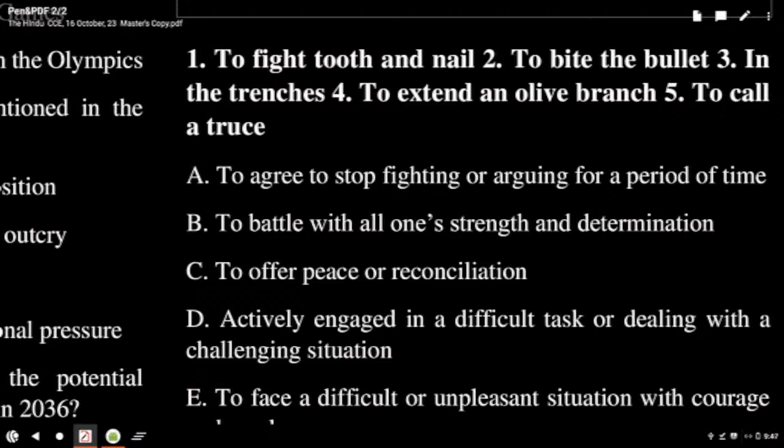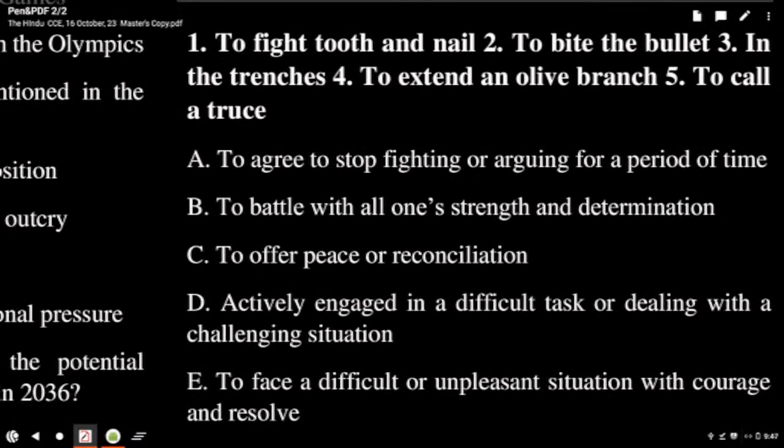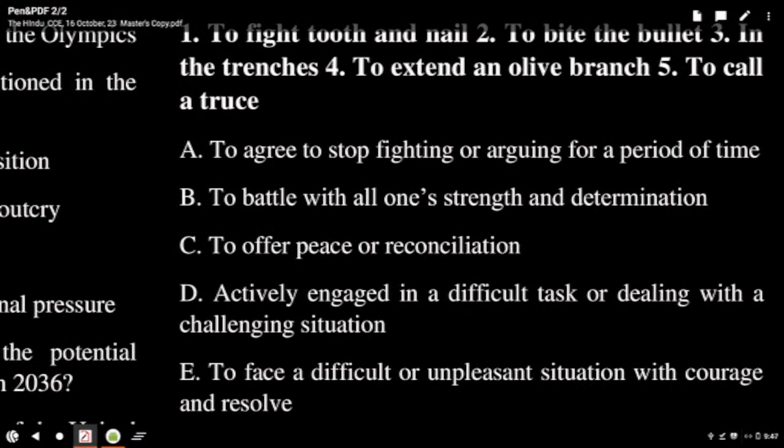To bite the bullet. How many of you say D is the answer? Or E is the answer? How many of you say E is the answer? Very good. E is the answer. To face a difficult or unpleasant situation with courage and resolve. What is the third one? In the trenches. Someone is in the trenches. How many of you say D is the answer? Very good. Actively engaged in a difficult task or dealing with a challenging situation.